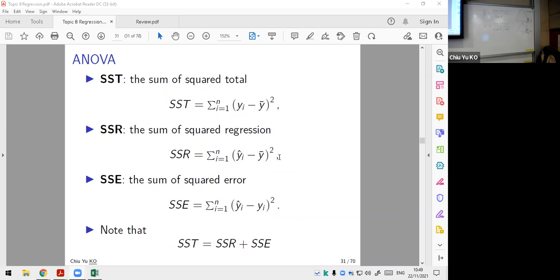And this is the first thing. The second is rather simple. It's the thing you explain. It's the line to the center. It's called SSR, which is the part that is explained by your linear line. That's why this line is the y hat minus the y bar part.